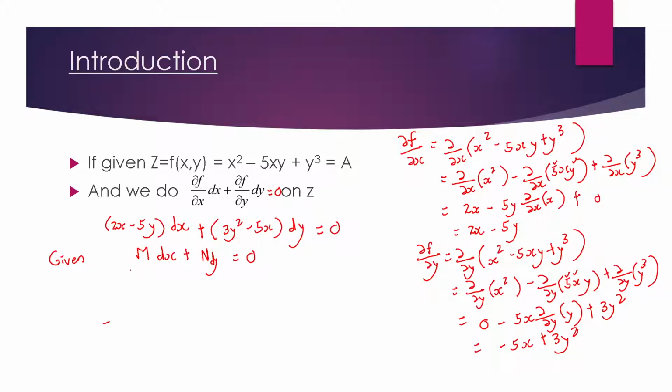If you have this form, M dx plus N dy equal to 0, the first step is to check whether del M del y equals del N del x. You cross-check it. The coefficient of dx is differentiated with respect to y, and the coefficient of dy is differentiated with respect to x. If del M del y equals del N del x, then the differential equation is what we call an exact differential equation.